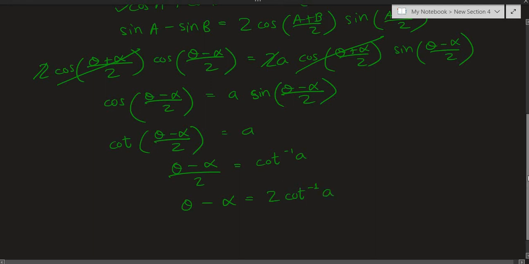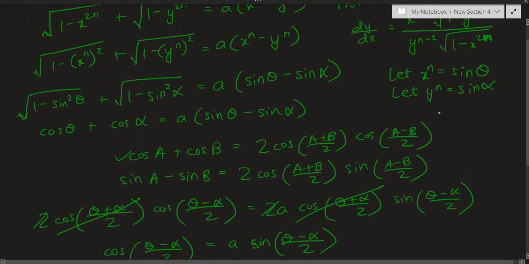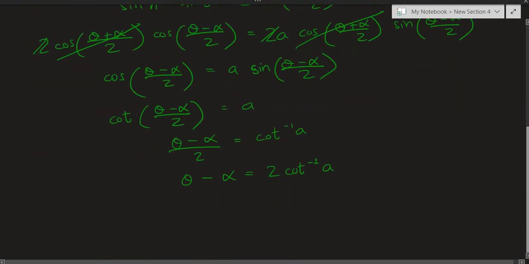Now what's theta and what's alpha? Remember our substitution. Theta will just be sine inverse of x to the n, and alpha will be sine inverse of y to the n. We can just directly use this substitution now. So this will be sine inverse of x to the n minus sine inverse of y to the n being equal to 2 times the inverse cotangent of a. Now finally, after doing all these manipulations, we are ready to differentiate. So finally we differentiate with respect to x.